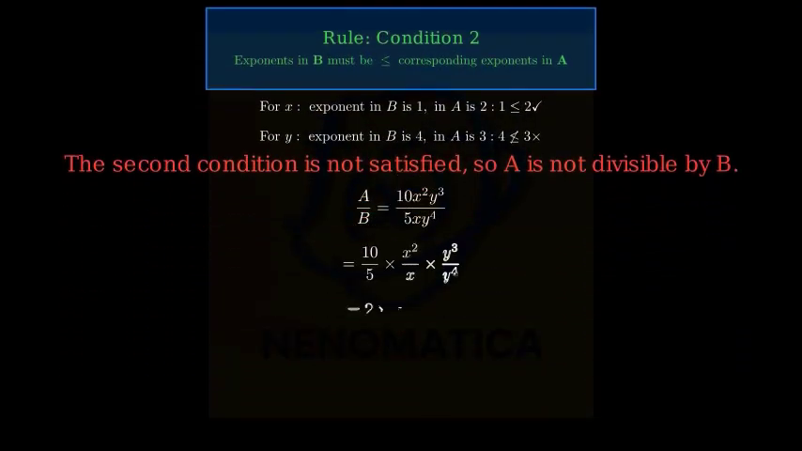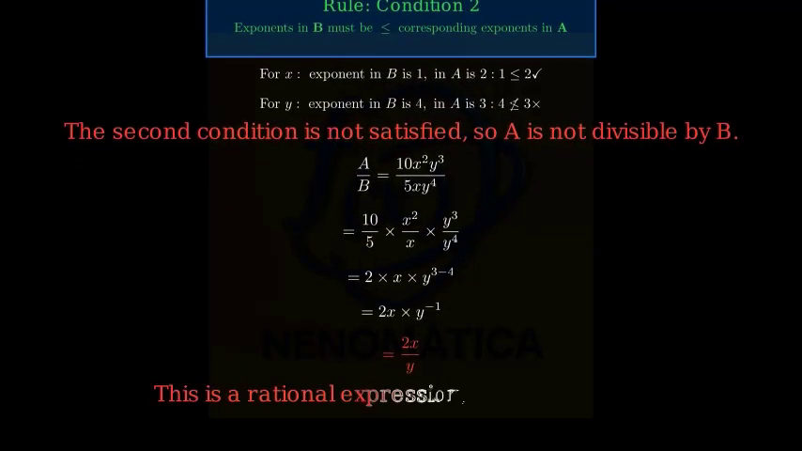If we attempted the division, we'd get 10x squared y cubed divided by 5xy to the fourth power, equals 10 fifths times x squared over x times y cubed over y to the fourth, equals 2 times x times y to the power of 3 minus 4, equals 2x times y to the power of negative 1, equals 2x over y. Since the result has a negative exponent, it's not a monomial but a rational expression, confirming that A is not divisible by B. Let's summarize what we've learned about monomial divisibility.